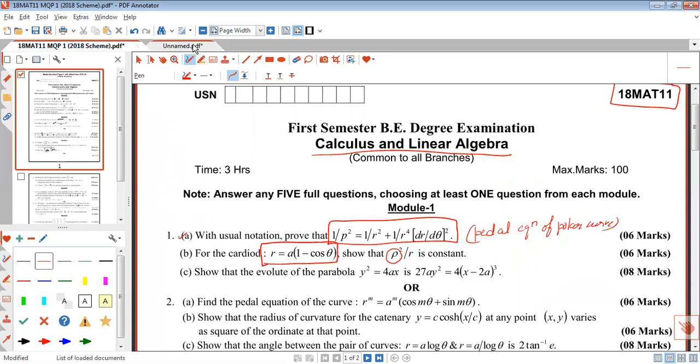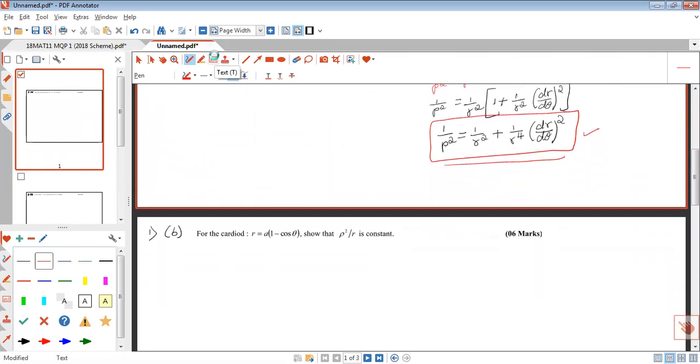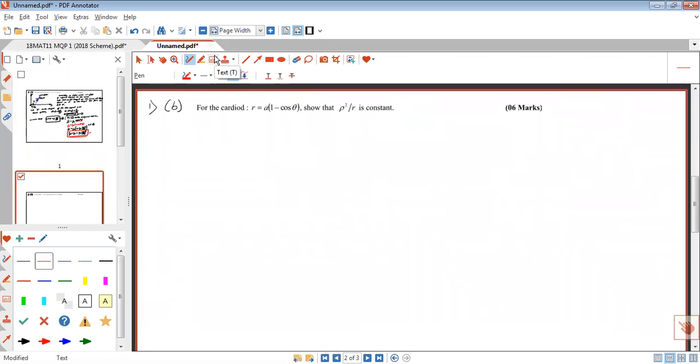So first, look at the question. For the cardioid, the given curve is r is equal to a times 1 minus cos theta. For every polar curve, we need to take log on both sides. So first step, I will take log on both sides. So log r equals log of a into 1 minus cos theta. We know that log of m into n is log m plus log n. So m is a, n is 1 minus cos theta.